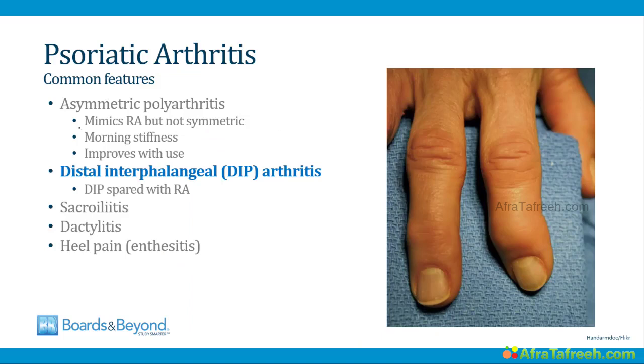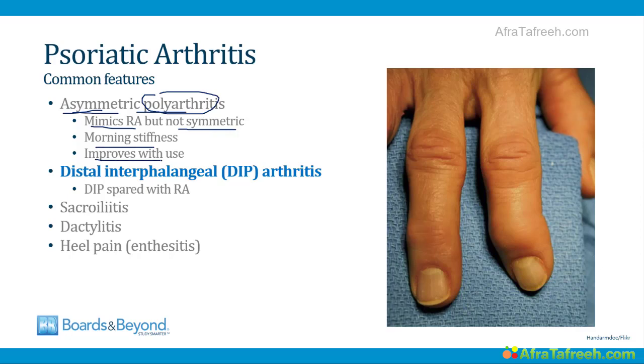Patients with psoriatic arthritis develop asymmetric polyarthritis. So multiple joints can be involved, that's why it's called polyarthritis, but it's asymmetric, meaning it's only on one side of the body. And in some cases this resembles rheumatoid arthritis, but rheumatoid arthritis is normally a symmetric condition that affects both sides equally. That's usually not the case for psoriatic arthritis. Besides this, the other features of the arthritis can be similar to RA. There can be things like morning stiffness and joint pain that improves with use.